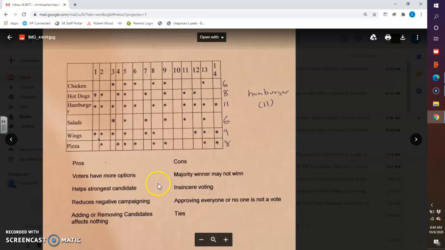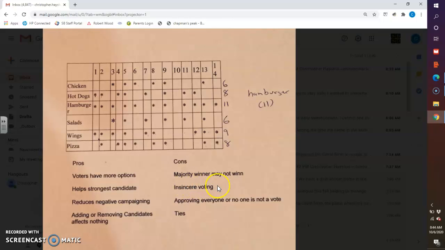The cons, your majority may not win. We have insincere voting. We have approving everyone or no one is not a vote. Doesn't affect it in any way. And obviously the last one, which is probably the toughest or the biggest con, is you can have ties.